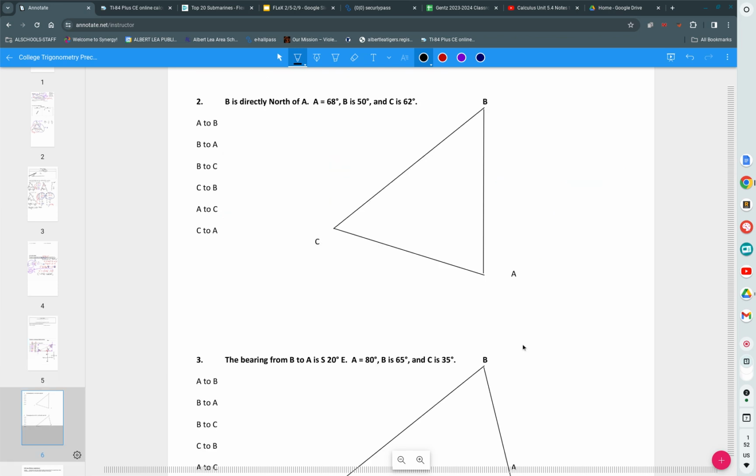We'll do one more example here. B is directly north of A. It says that angle A is 68 degrees. Angle B is 50 degrees. And angle C is 62 degrees.